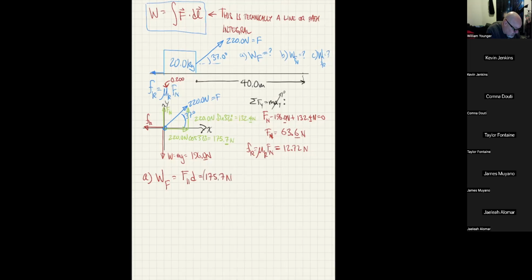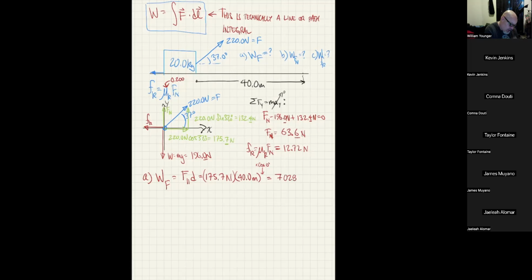So I'm going to say this is in fact equal to 175.7 newtons times, in this case, 40.0 meters. Now, technically, these two vectors are in fact parallel, so I could write cosine of 0, but there's really no reason to. And what I'm going to have is 175.7 times 40. That gives me 7,028.